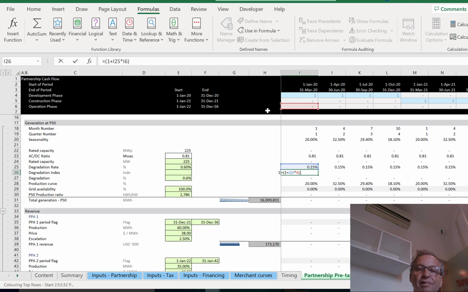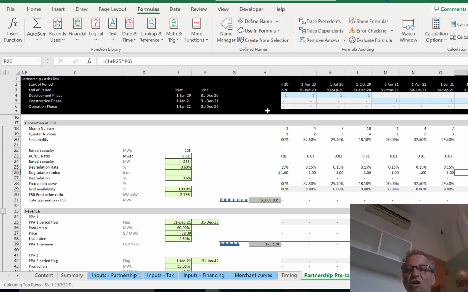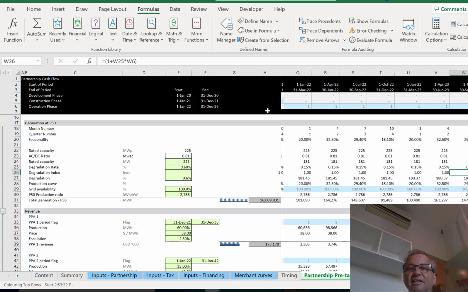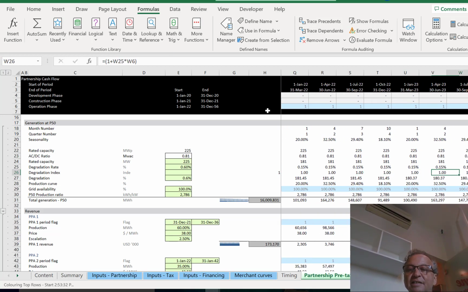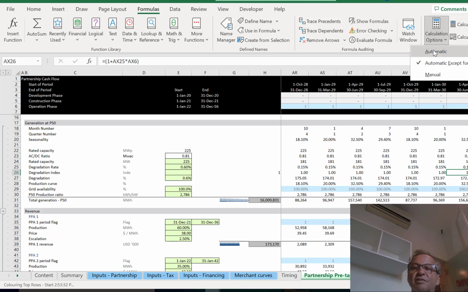And we put 1 plus the degradation rate. That's all we do, put an index. And we notice that that does not begin until the operation phase. And I suppose I have my formula switched off. No, I don't.